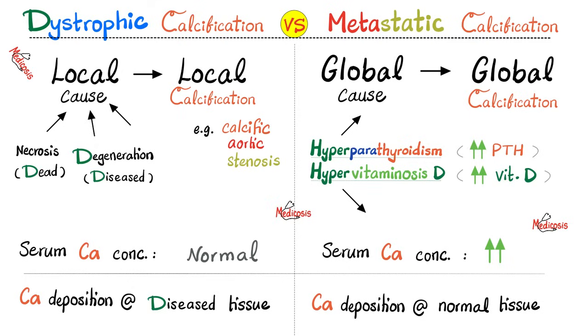In dystrophic calcification, we have necrosis, so this is bad tissue, diseased or dead tissue. But in metastatic calcification, the tissues were normal before you calcified them. In dystrophic calcification, the systemic serum calcium is normal, but in metastatic calcification, the systemic or serum calcium is high.